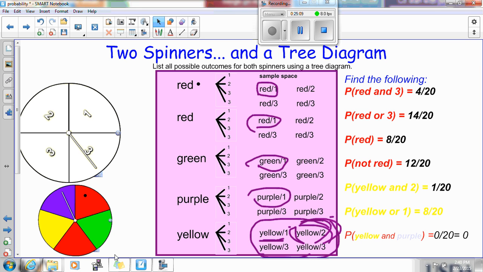Okay, so that's how we can use what's called a tree diagram. We set up all our possibilities for spinner number 1, or event number 1, all of our possibilities for the second event, and then we create this sample space by following our chart. So red follows 1, red 1 is one possibility, red following 2 is another, red following 3. We set up our sample space with all the different possibilities. We count up how many total outcomes there are.